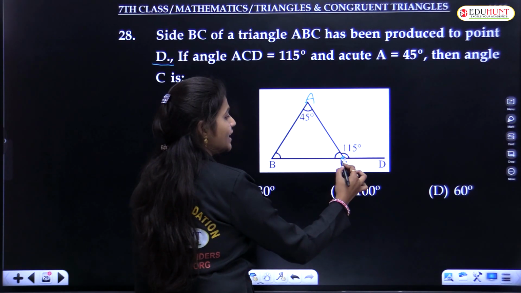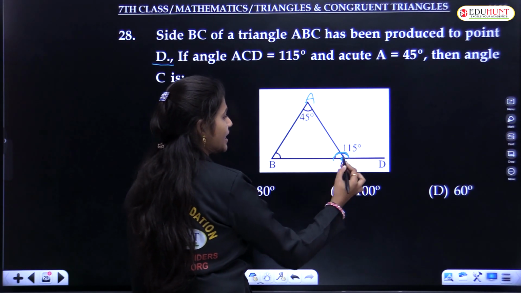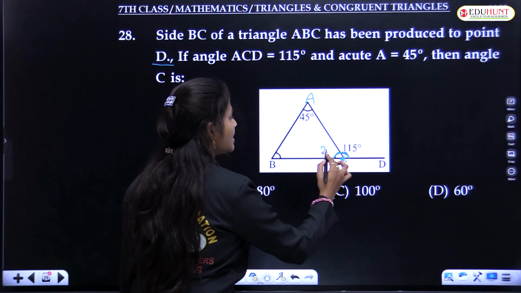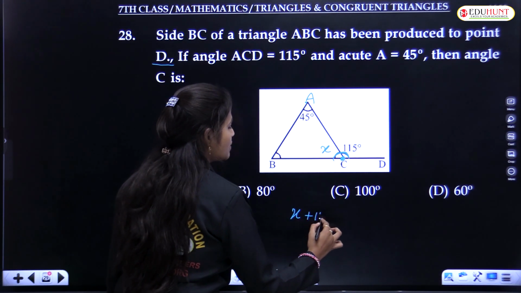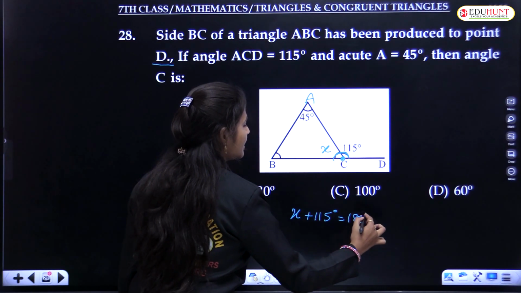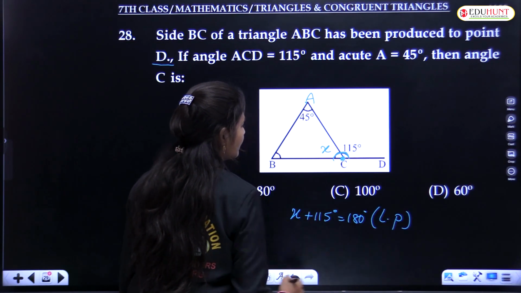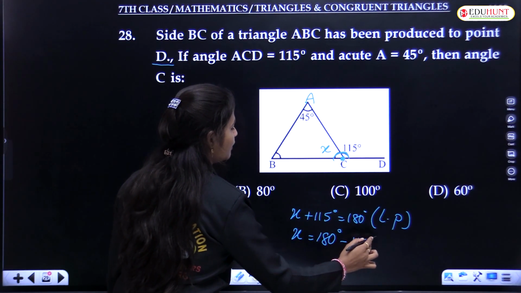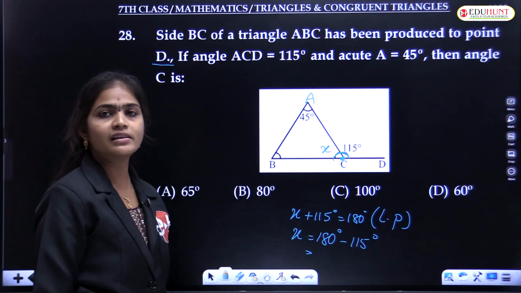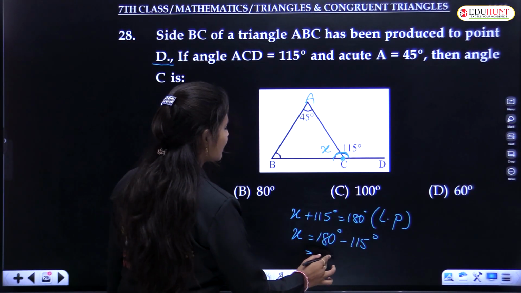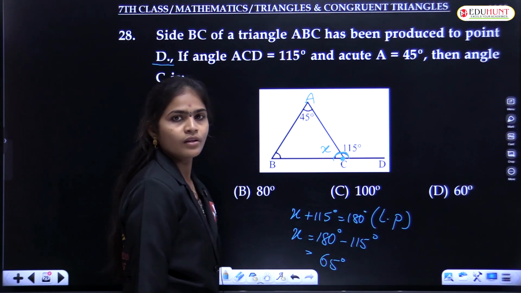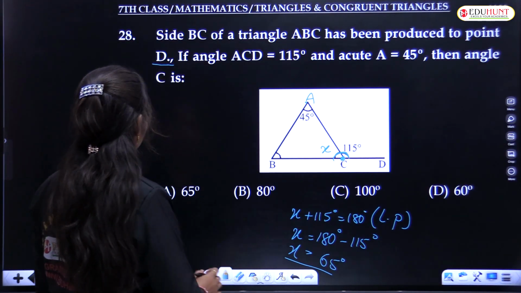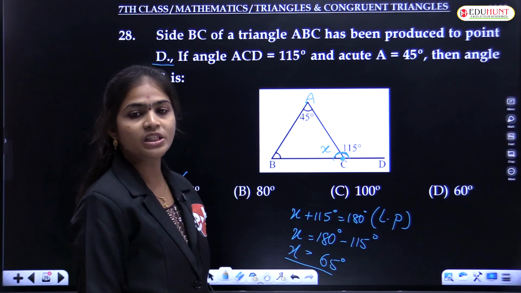So at that point C, here we have two adjacent angles. Those two adjacent angles form a linear pair, no? So linear pair means, let it be some x. So here x plus 115 is equal to 180 degrees. What is the reason? It is a linear pair. Okay, so x is equal to 180 degrees minus 115. So 180 minus 115 is equal to 65 degrees. Okay, so what is the value of x here? x is equal to 65 degrees. So which option is correct? Yes, option A is correct.